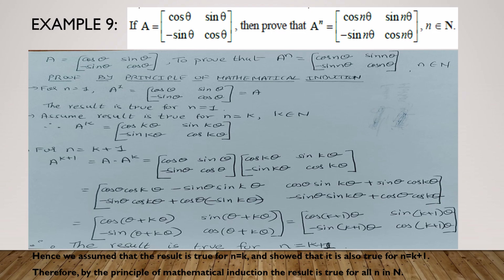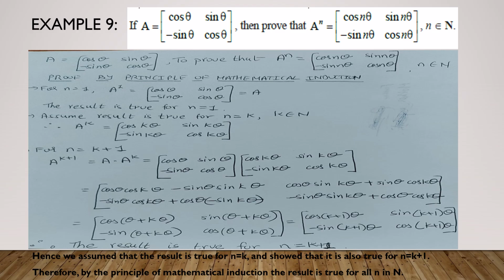Multiply the given terms. Now you know how to multiply two matrices, the row from the first one and the column from the second one. So you get the given matrix. Now just simplify this using the sum of angle formula. Cos theta cos k theta minus sin theta sin k theta is nothing but cos of theta plus k theta. Similarly, the second term is sin of theta plus k theta.